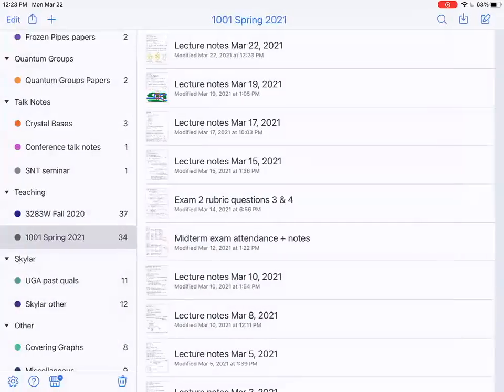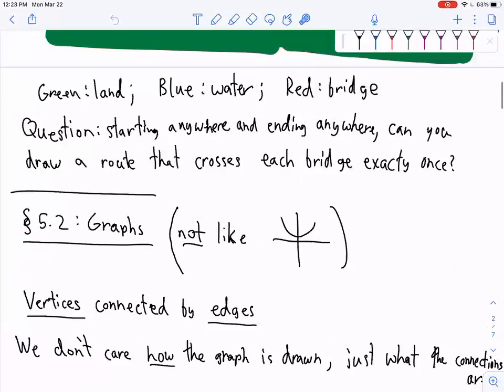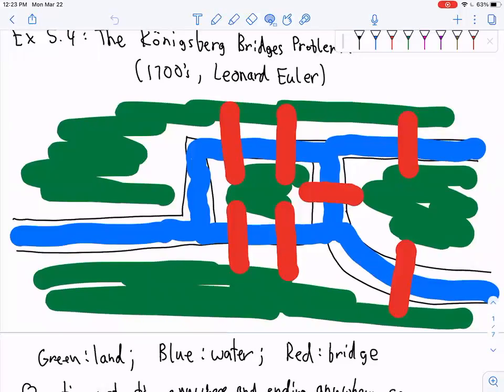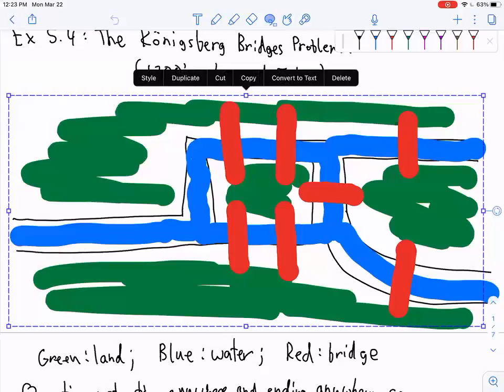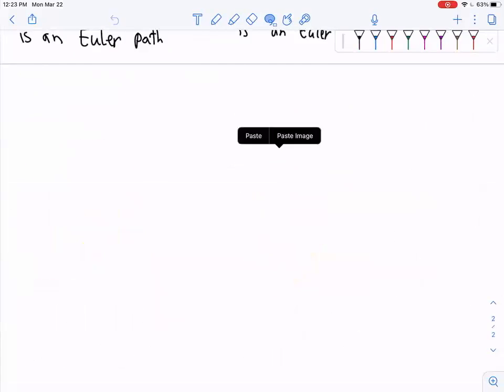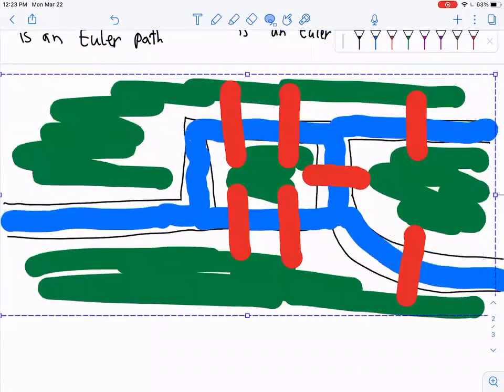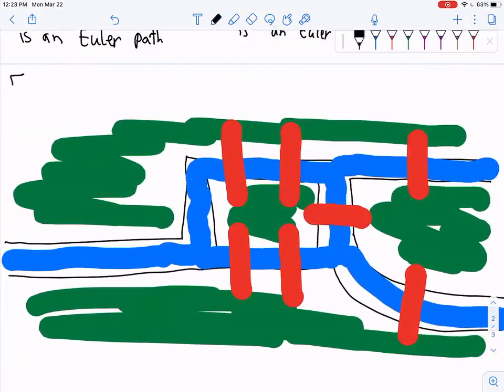Okay. So what I'm going to do next is go and copy this diagram that I think some of you had a better drawing of, but this is my impressionistic version of Königsberg. So if you remember this, this is example 5.12, Königsberg.